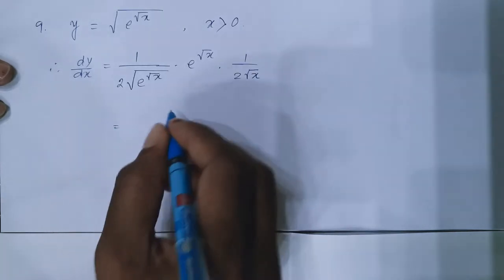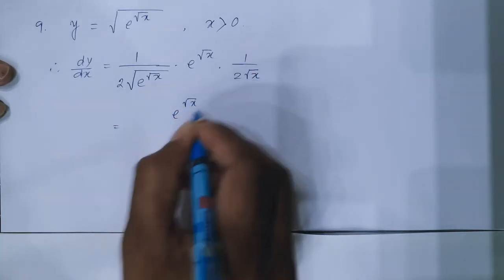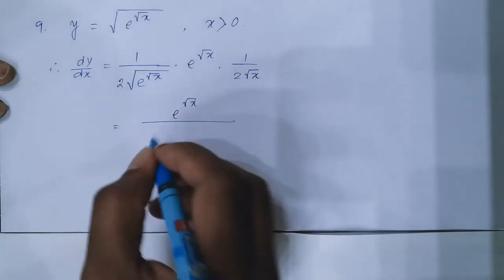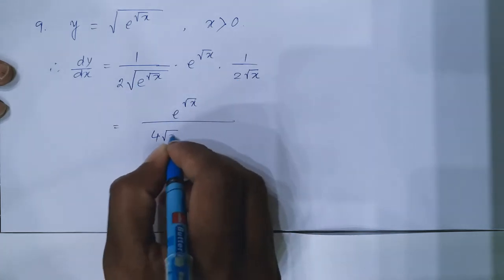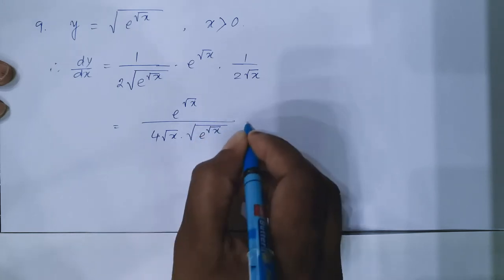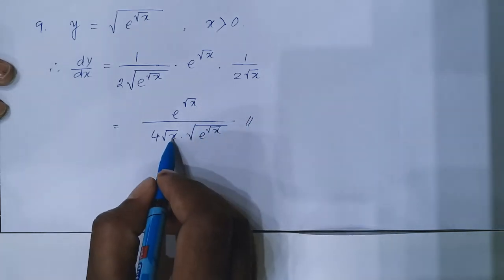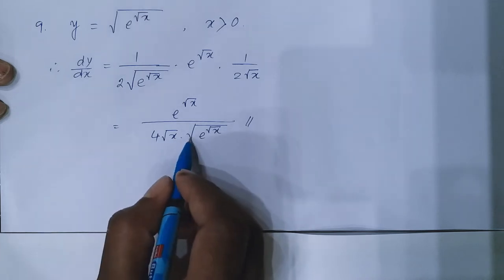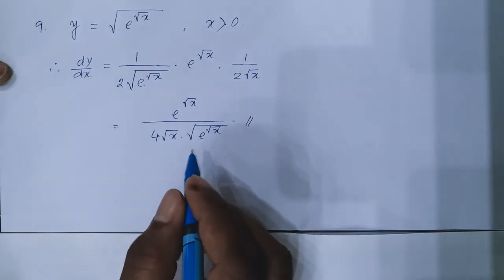So it can be written in this format, e to the power root x divided by 2 root x into root over e to the power root x. So you may leave the answer here, and you may write this x inside this root sign. So okay, that is the answer.